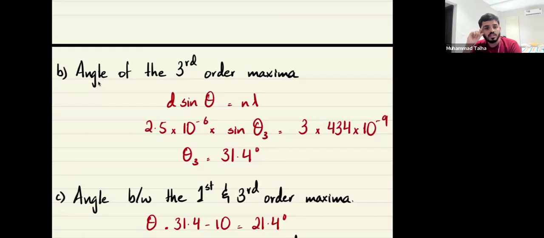For part B, is the theta between, yes, it's between the central fringe and the maximum. Yes. That's by default what theta from this equation will always give you.